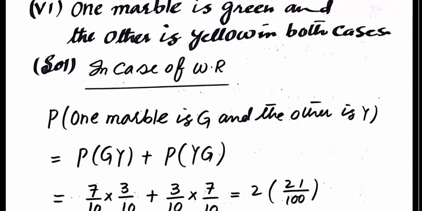One marble is green and the other is yellow, in both cases, with or without replacement. One marble is green and the other is yellow. This can be done in two cases. When you say one marble is green, green will be at the first place and yellow at the second place, or yellow is at the first place and green is at the second place. So we will find these probabilities from the tree diagram and we will add them.